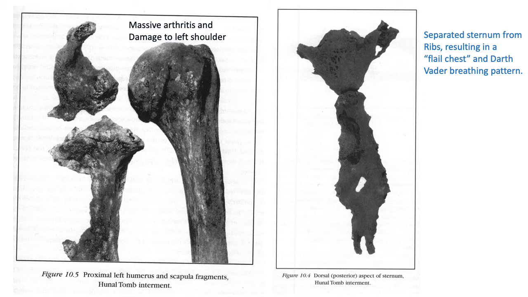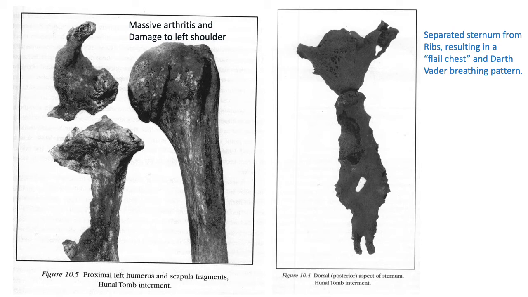You can see here he suffered massive arthritis and damage to his left shoulder. And this is the proximal left humerus and scapula fragments you can see there. Given his significantly damaged right arm, you can imagine that the left arm would have taken up some of the slack there, and so got a whole lot of use.